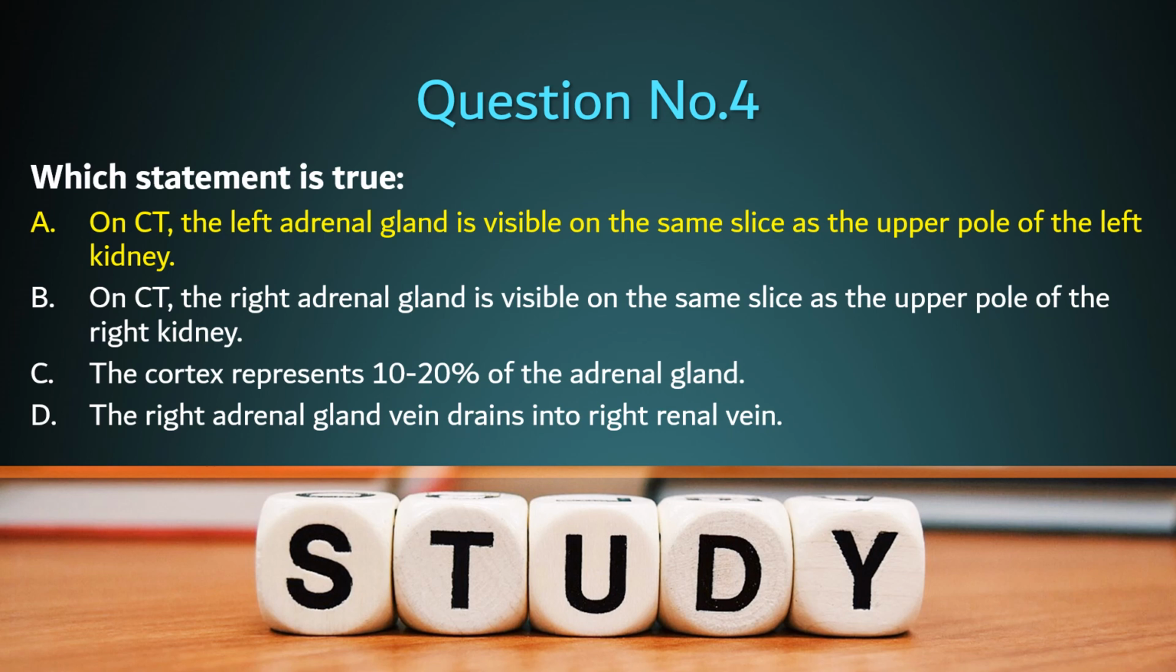The left adrenal gland is visible on the same slice as the upper pole of the left kidney, while choice B is not correct because the right adrenal gland has a superior relation to the upper pole of the right kidney, so it usually doesn't appear on the same slice. Choice C: the cortex represents 90% of the adrenal gland, not 10%. And choice D: the right adrenal gland vein drains into the IVC, while the left adrenal gland vein drains into the left renal vein.